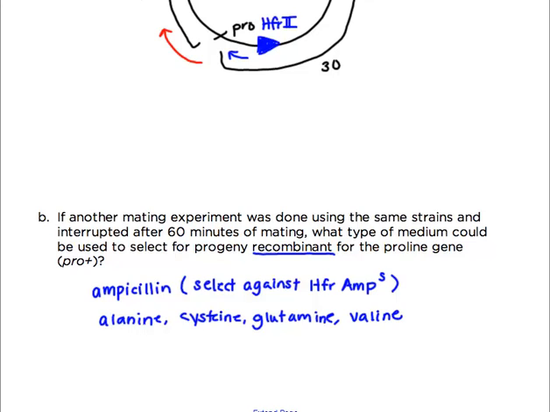Okay, so because only proline is left out, that means that you're selecting for the recombinant progeny cells that have received that wild type marker from the donor cell, the HFR strain. Okay, so all of this put in the media to screen for the Pro+ progeny.